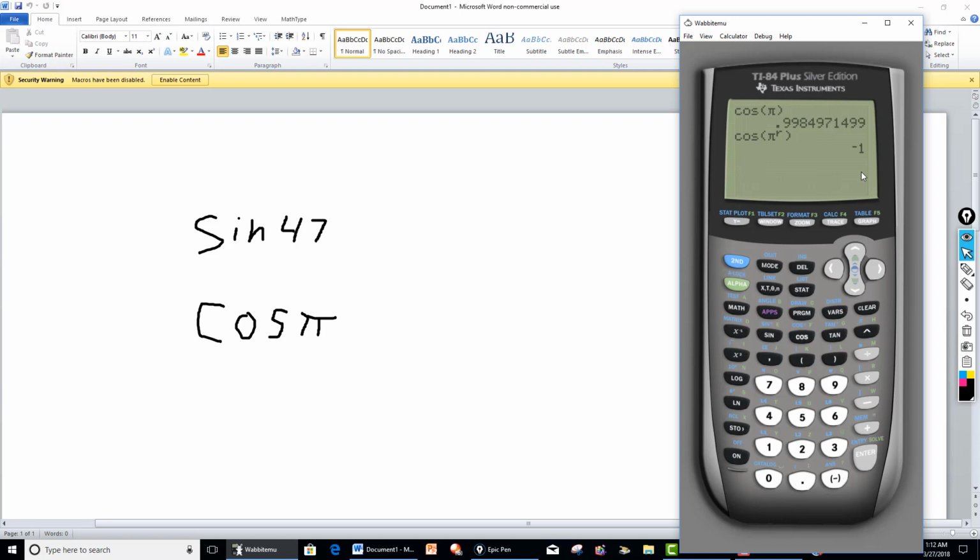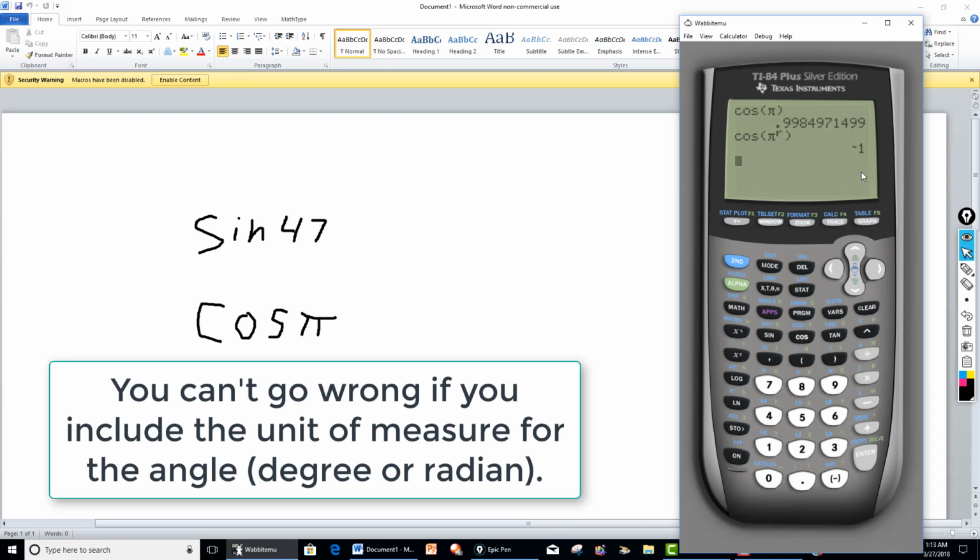Okay, so the point I'm making here is that when you're computing the trig function values of angles, make sure that you know what your mode is set to, okay? Whether it's set to radian or it's set to degrees. Again, if you go ahead and enter the degree, it's not going to matter. It's going to override whatever it's set to, okay? So just keep those things in mind.